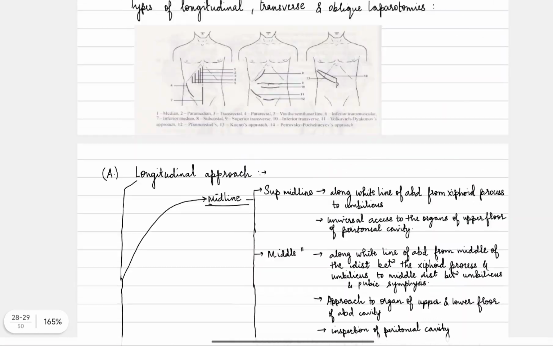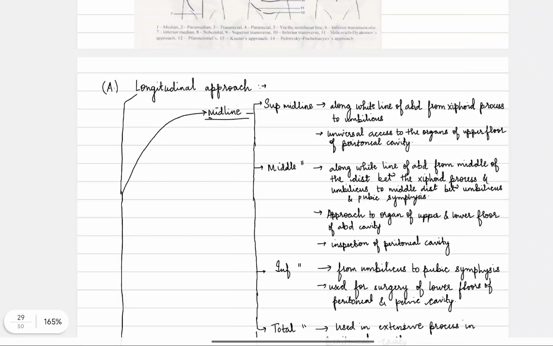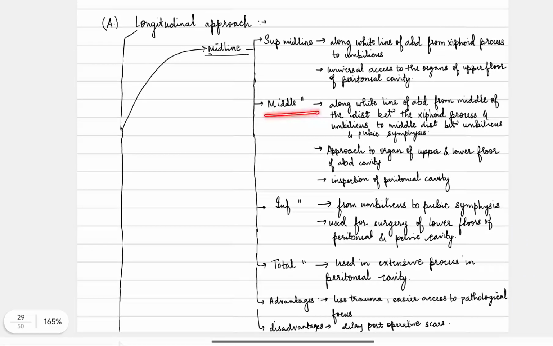Now, what does it mean? Superior midline is along the white line of the abdominal wall from the xiphoid process to umbilicus. Universal access to the organs of upper floor of the peritoneal cavity. Now, next is middle midline.